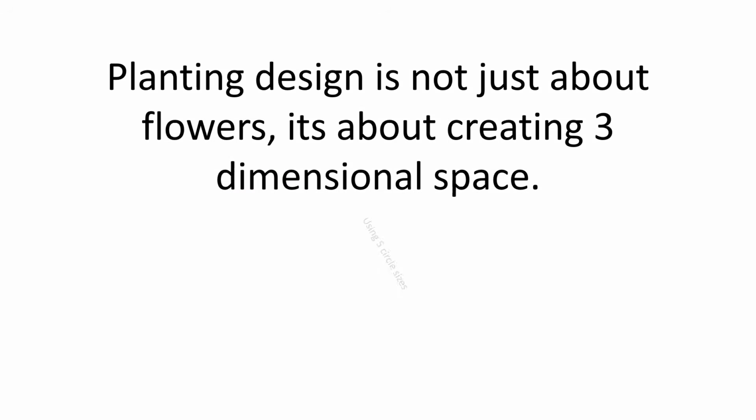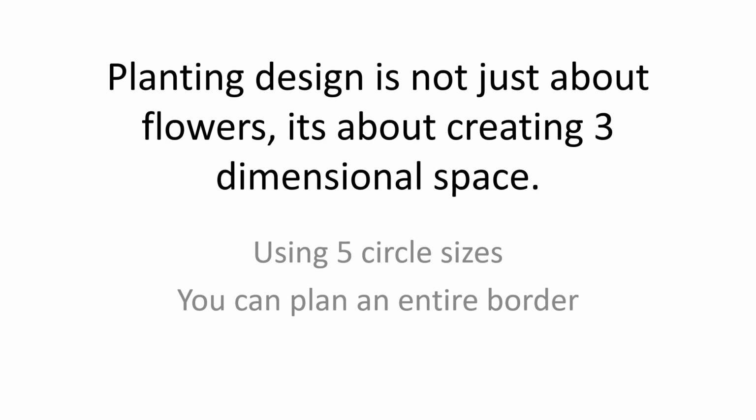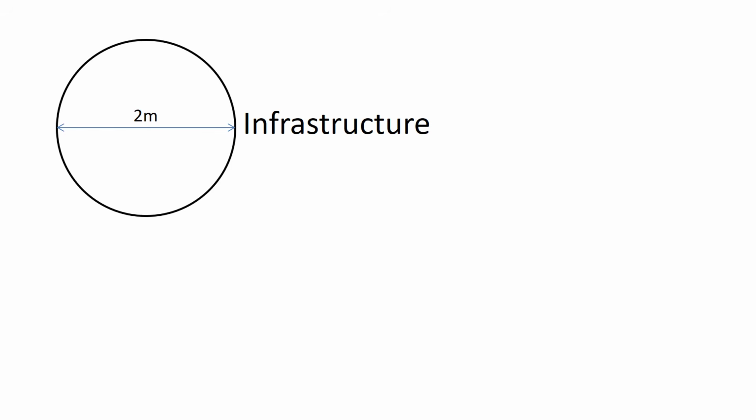Using 5 sizes of circle, you can plan your entire border. If a plant grows 2 meters tall, the chances are it'll grow 2 meters wide. Obviously there are exceptions to this rule, but for simplicity's sake, let's take this as the norm for now. This means we can use circles on our plans, not only to indicate the eventual size and spread of the plant after 3 to 5 years, but also their height.